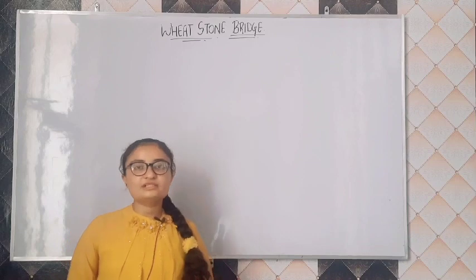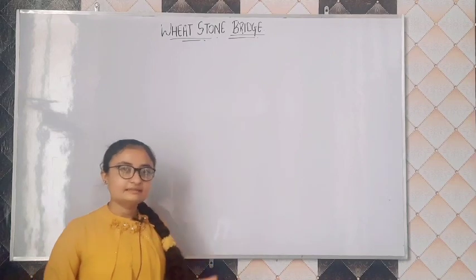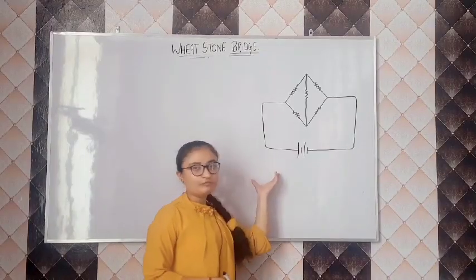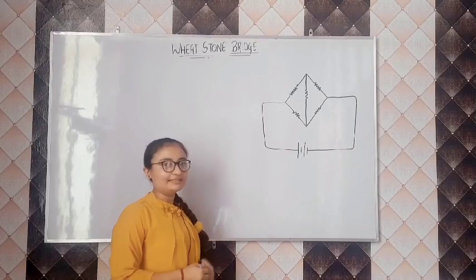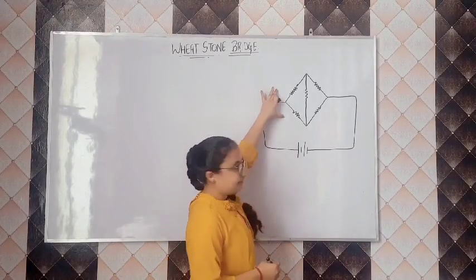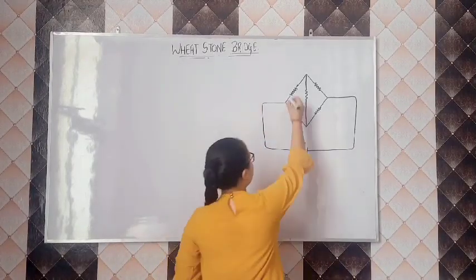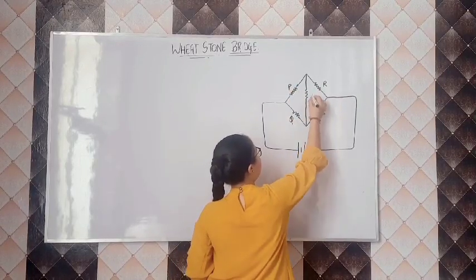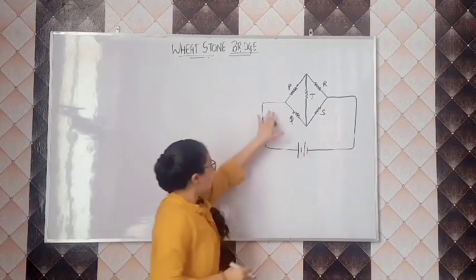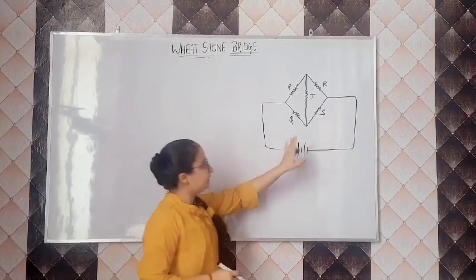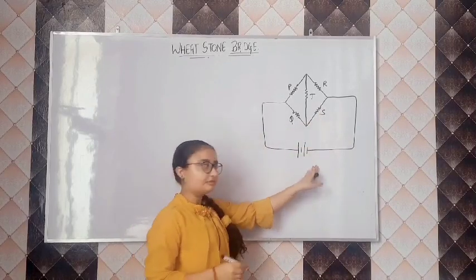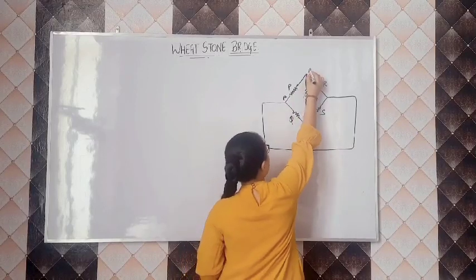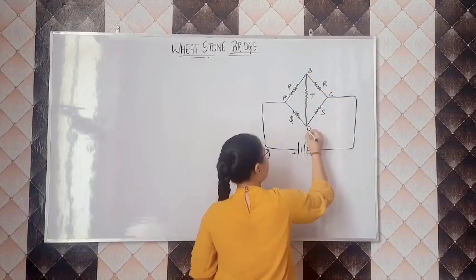So, now what is Wheatstone Bridge? We will calculate it. This is the diagram of Wheatstone Bridge. 5 resistances are given to us: P, Q, R, S and T. This point is connected to the positive terminal of the battery and this point is connected to the negative terminal of the battery. Let the points be A, B, C and D.